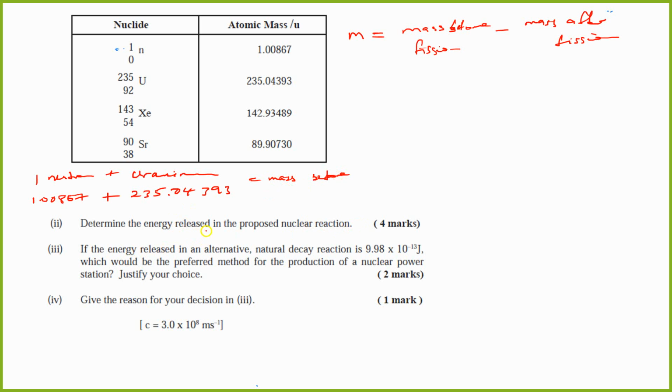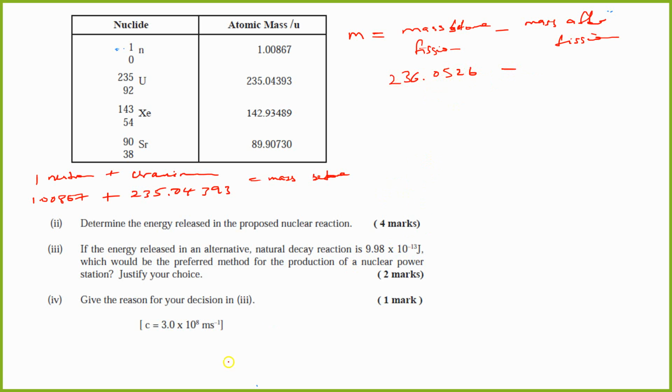As it relates to the mass after, let me just add up this first and see what happens. So 1.00867 plus 235.04393, I get that the mass before is going to be 236.0526. And remember, we said you can't round off, no numbers here. There's no rounding off that can happen here.